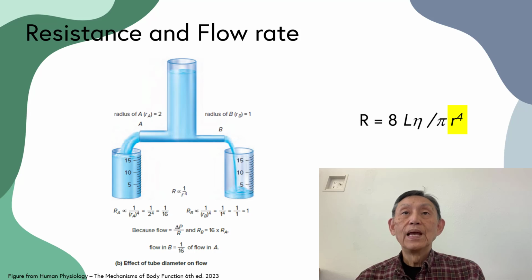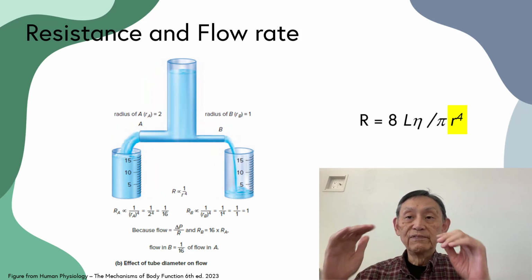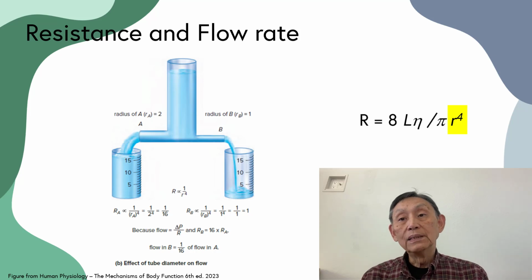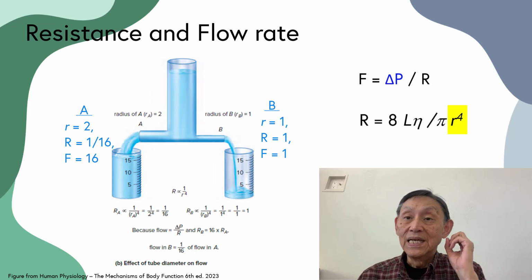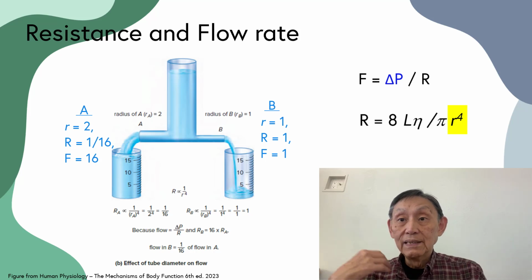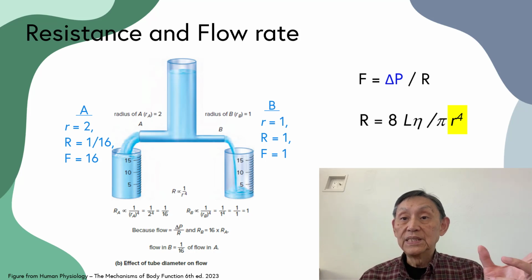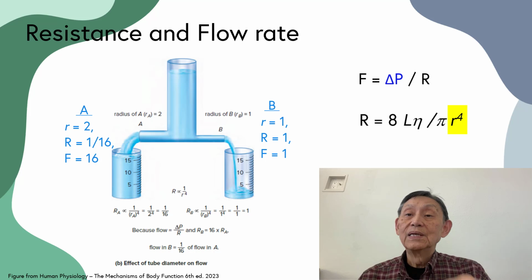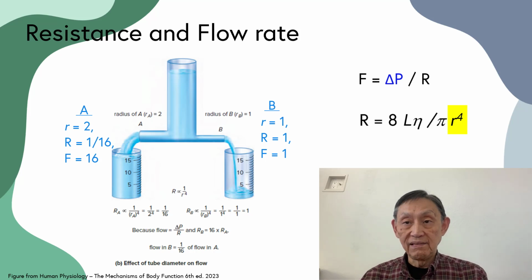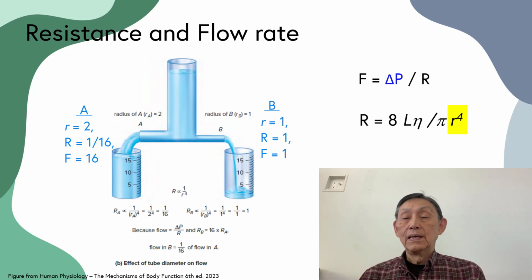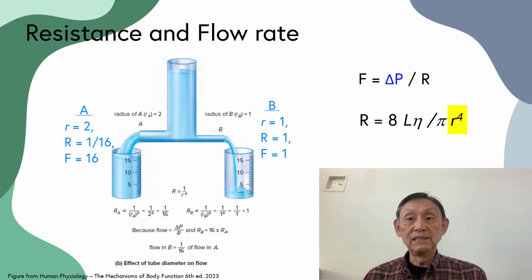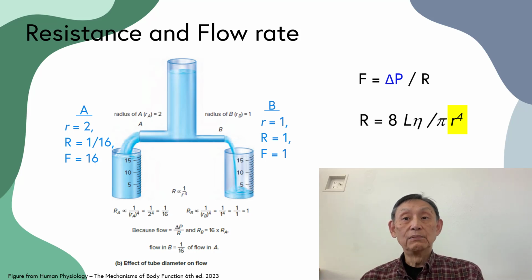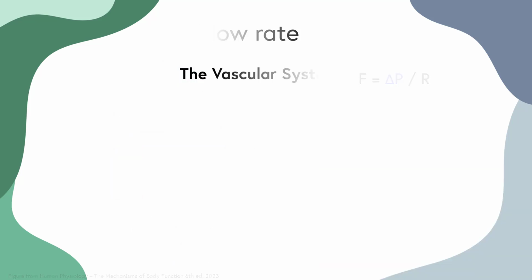Let me give you one example. There is one fluid reservoir with 2 outlets, and the radius of one outlet is double that of the second one. The flow is 16 times more than the smaller one, because increasing the radius by a factor of 2 decreases the resistance to 1/16, so the flow will increase 16 times. That's why if our blood vessel constricts a little bit, the resistance will increase significantly, or with a little vasodilation, the resistance will decrease significantly.